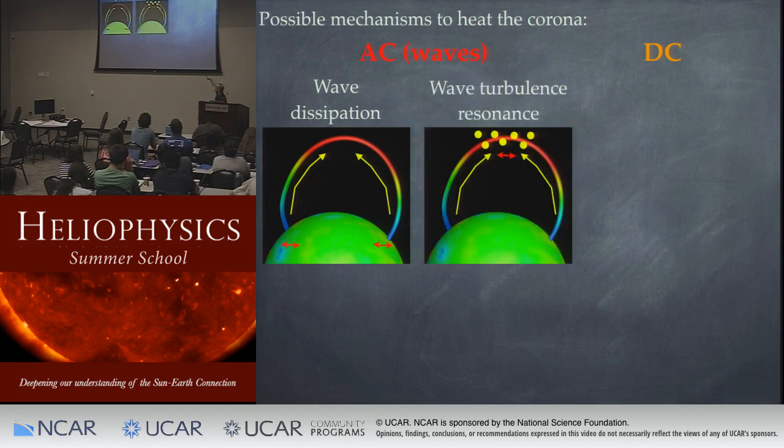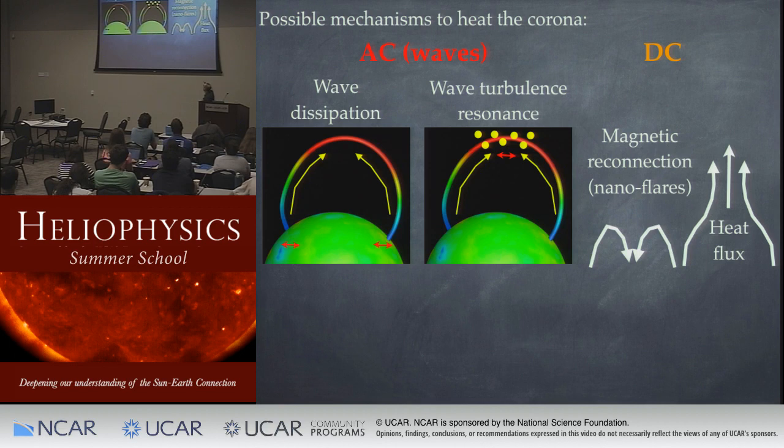We can have a resonant mechanism, where instead of direct deposition of the energy, there's some resonance interaction with specific species in the corona, and that can be ions or electrons, and the mechanism will be different at different frequencies involved. There's also this view of wave resonance heating. So these two involve waves or time-dependent shaking of the field lines, and these are the so-called AC mechanisms. We also have the DC mechanism that is associated pretty much with magnetic reconnection.